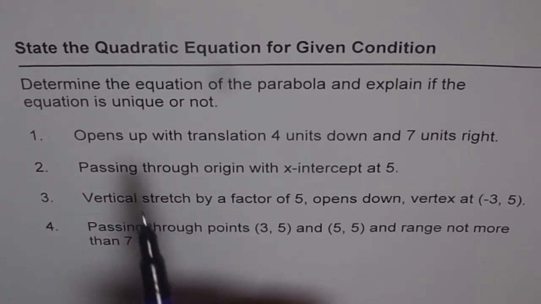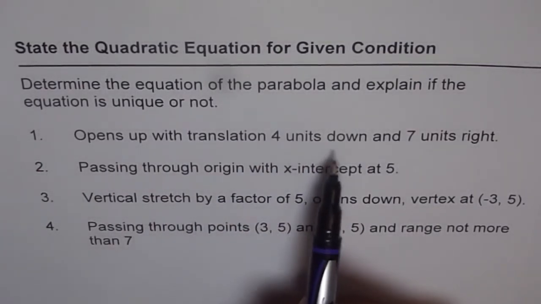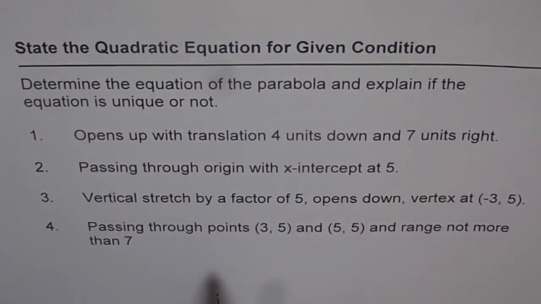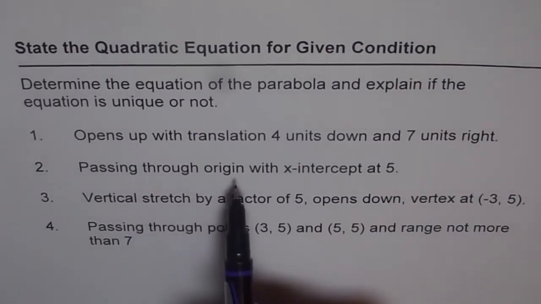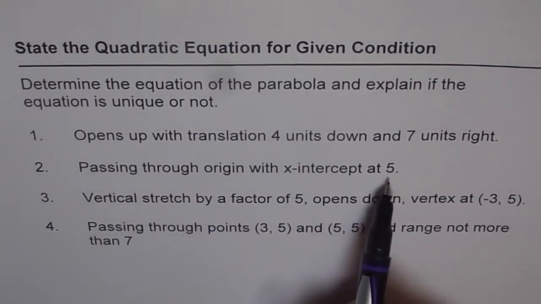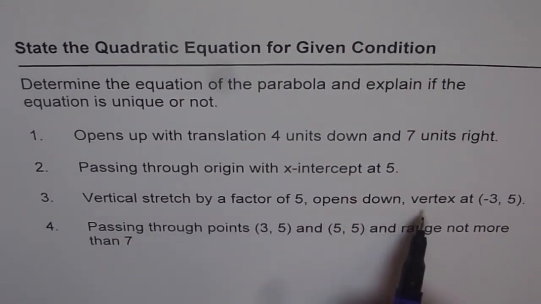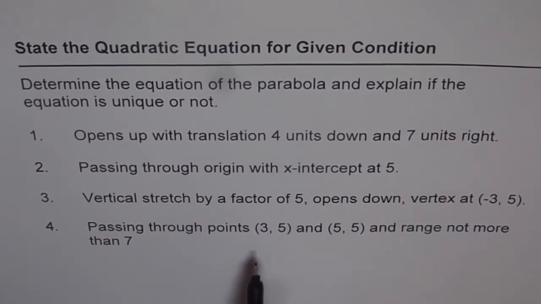Part 1 is, opens up with translation 4 units down and 7 units right. So find the equation for this kind of a parabola. Second one is passing through origin with x-intercepts at 5. Vertical stretch by a factor of 5, opens down, vertex at -3, 5. And the last one is passing through points 3, 5 and 5, 5 and range not more than 7. So these are the 4 conditions. You have to write 4 different equations. You can pause the video, write down your answer and then look into my suggestions.